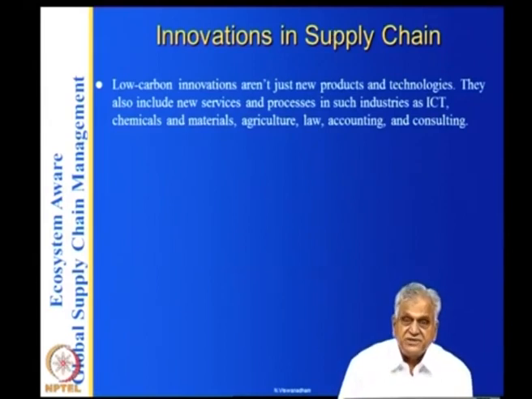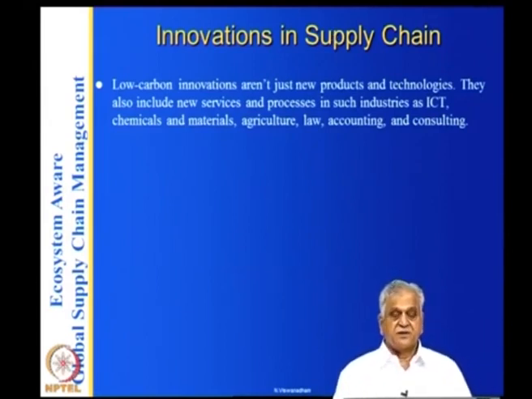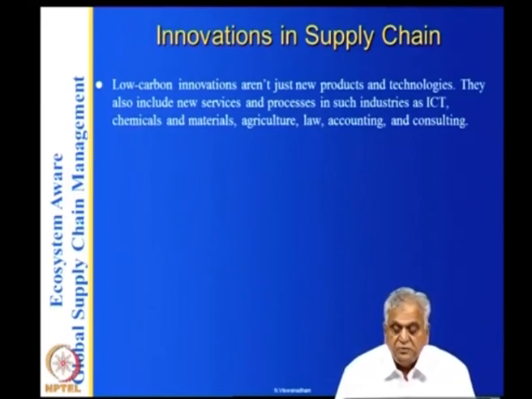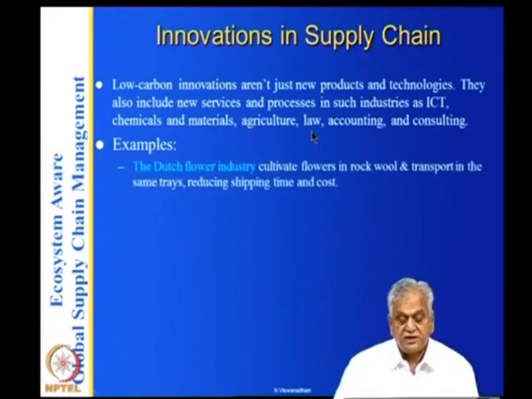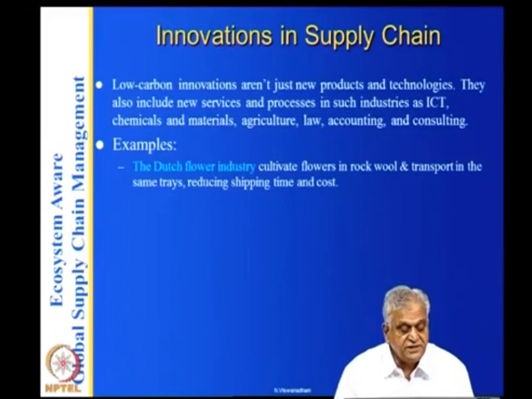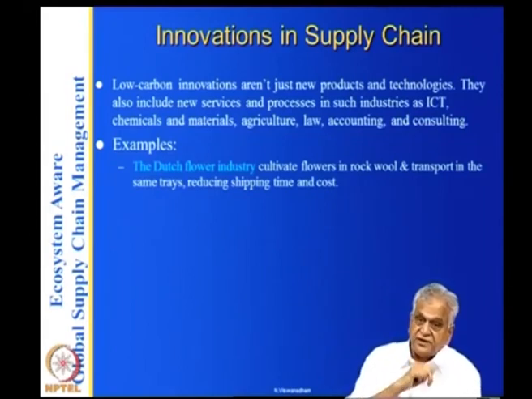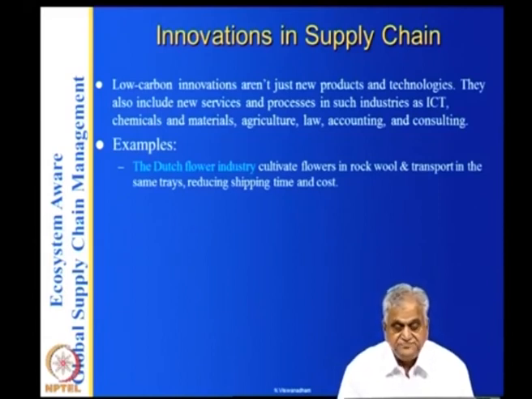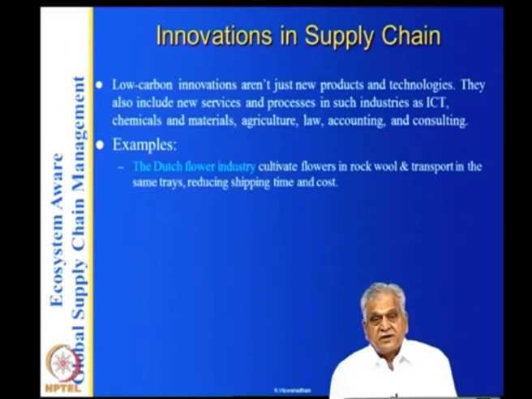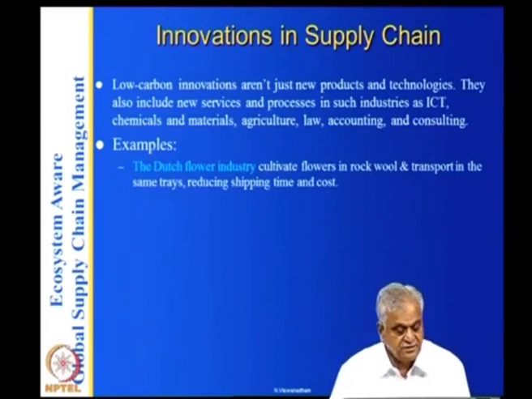Now, what about innovations in the supply chain? That's what we talked about. Low carbon innovations are not only new products and technologies. They include new services and processes in such industries as ICT, chemicals, agriculture, law, accounting and consulting. Looking at examples, the Dutch flower industry cultivates flowers in rock wool and transports them in the same trays, reducing shipping time and cost. So you can have innovations of several different kinds. You need not have flowers grown in the land. You can do it in trays.